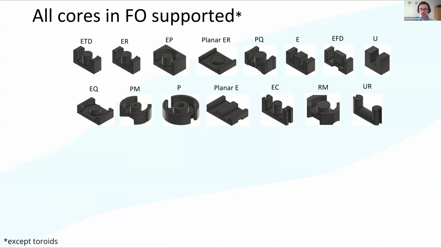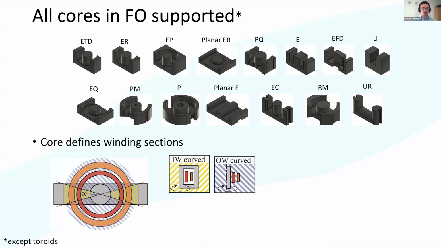Okay, all core types that we have in Frenetic Online are supported, except toroids, that is, because it requires a different modeling concept. And what does the core do in the model? How is it taken into account? Well, it's actually rather simple. The core simply defines the winding sections. So you still calculate your leakage inductance per unit length or angle for inside and outside window, and then you just scale it with different lengths or angles depending on the core.